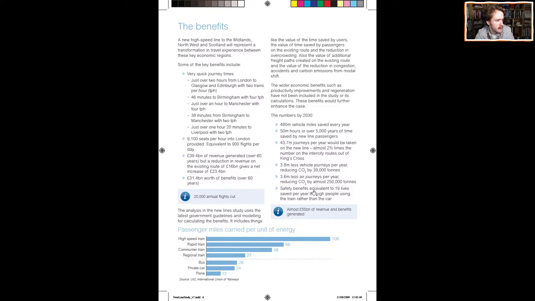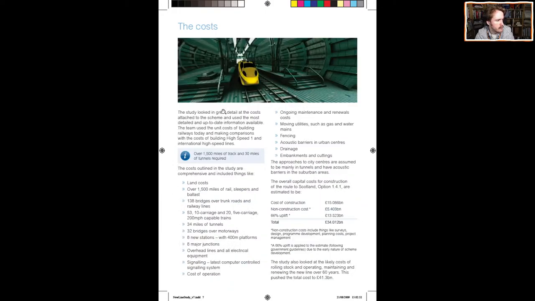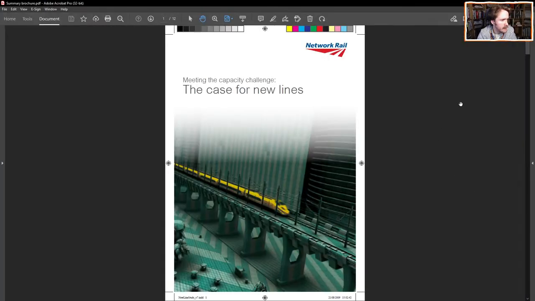Fine. No, this isn't actually the report I was looking for, because the report I was looking for is more... You know what? I'm going to find the damn thing. It's worth it. Network Rail New Lines. Oh, funnily enough, I've done that search before, because I've gone New Line Programming. There we are. Oh, that's the same one. That's the same one, everyone. That's no good, is it?